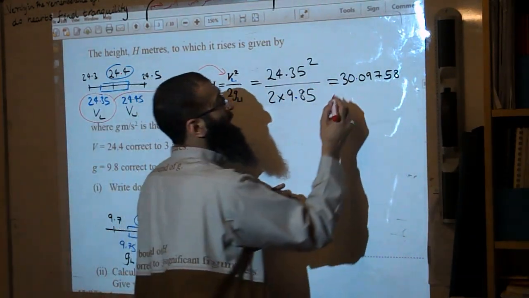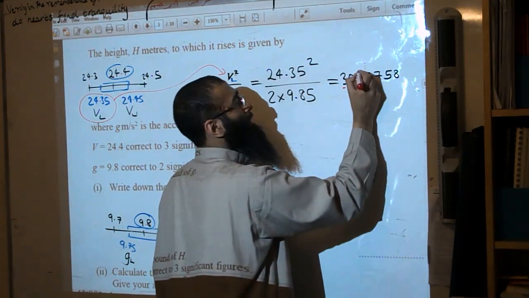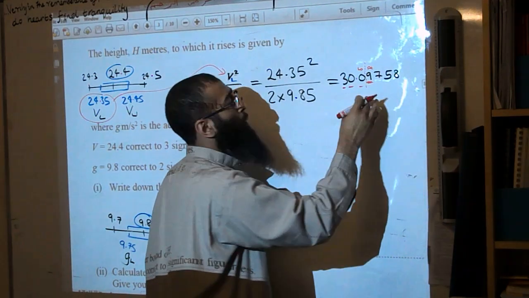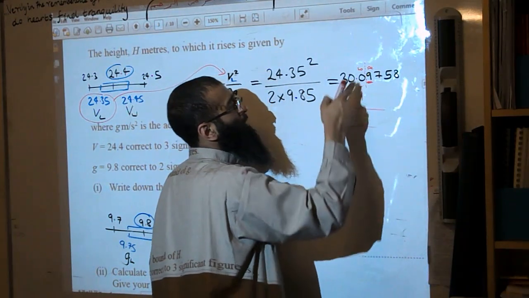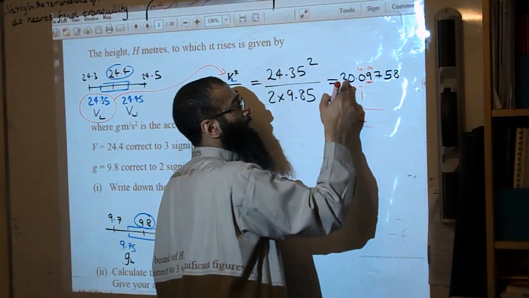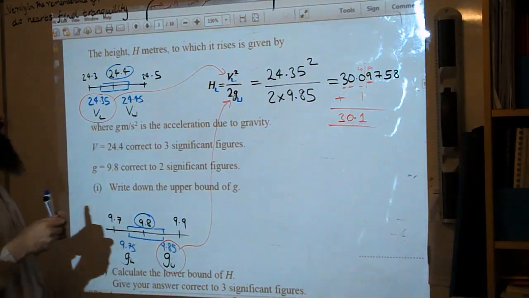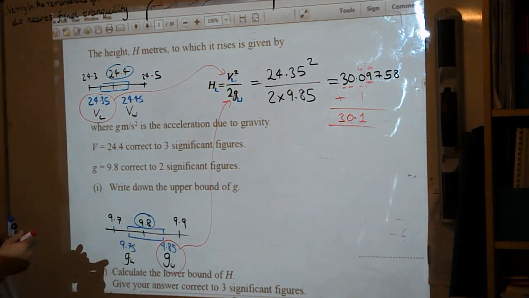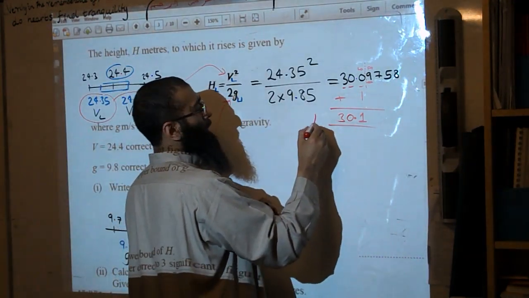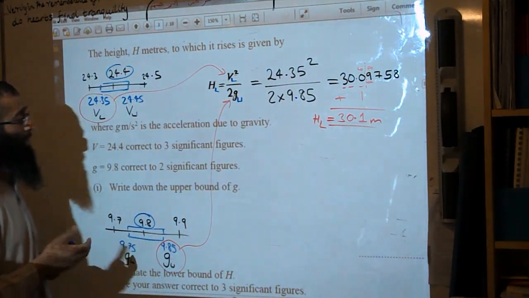So we need to give the 3 significant figures. First, second, third significant figure. That's my last digit. That's my decider. If this number here is 5 or more, we add 1 to the last digit. So 0 add 1 is 1, 0 add nothing is 0, 3 add nothing is 3. So the final answer is 30.1 for H, the height H in meters. So this is going to be our H lower in meters. Done. So 3 significant figures.